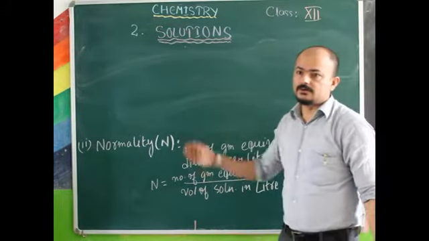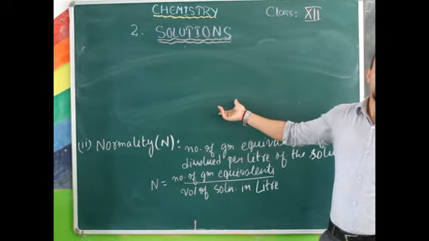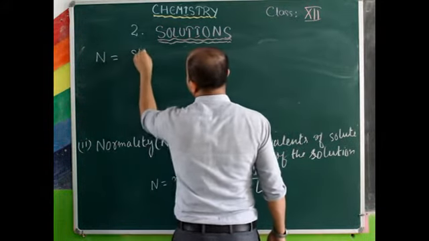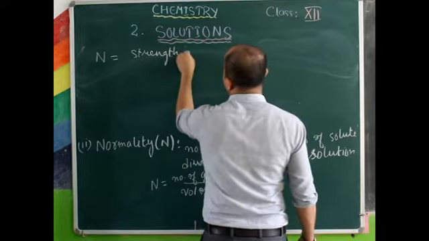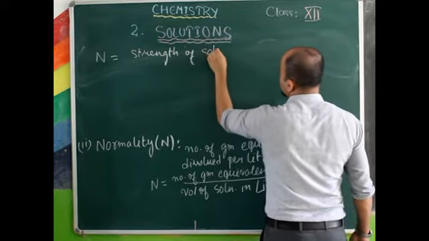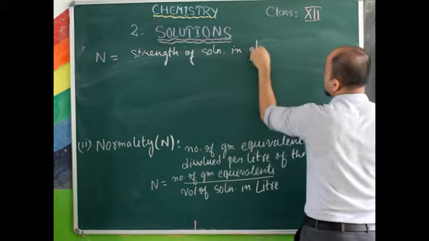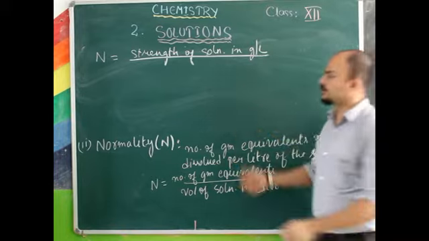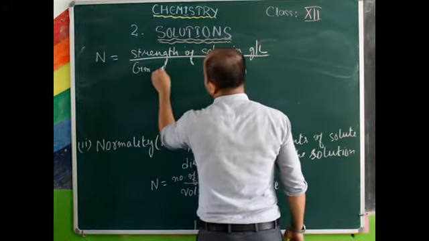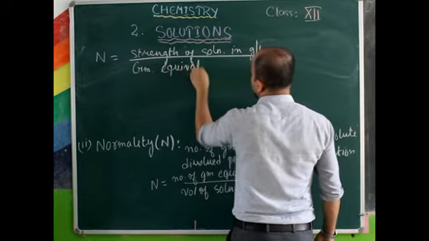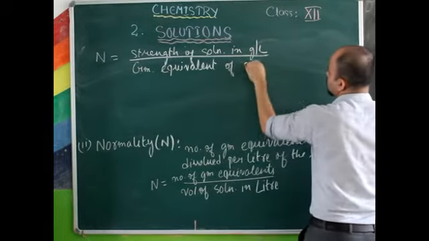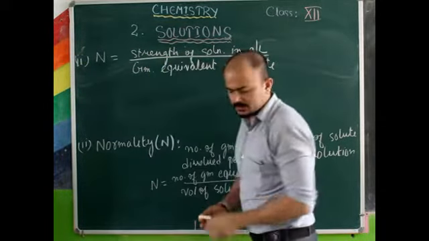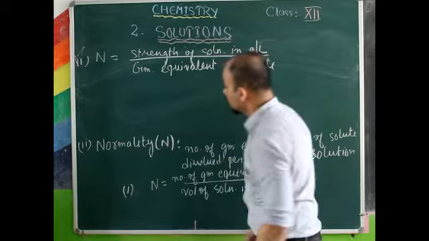Now, the other formula for normality is what? Normality equals the strength of the solution in gram per liter divided by the gram equivalent weight of solid. So this is the second expression for normality. This was the first one, and this is the second expression.